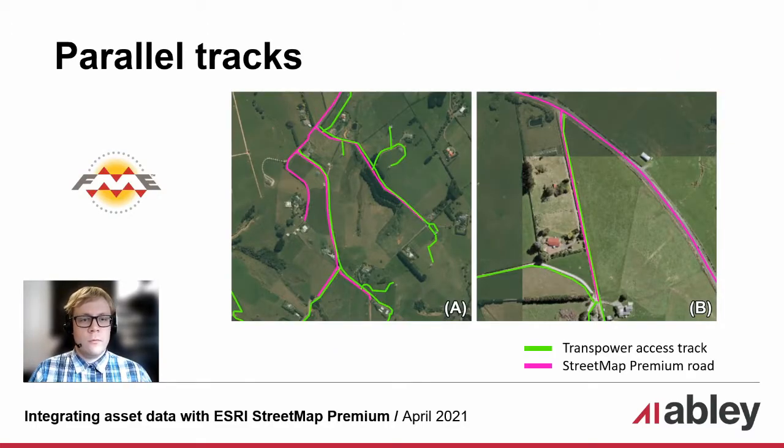In phase 2, we assessed the input data to understand how we could merge the StreetMap Premium network with the Transpower access tracks. We first used FME and a little bit of Abley magic to identify these tracks that run parallel to the StreetMap Premium roads, as these are considered duplicates. It is important to remove these duplicate tracks to keep the network clean.